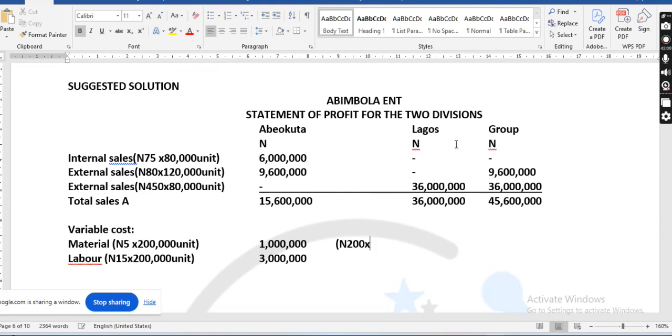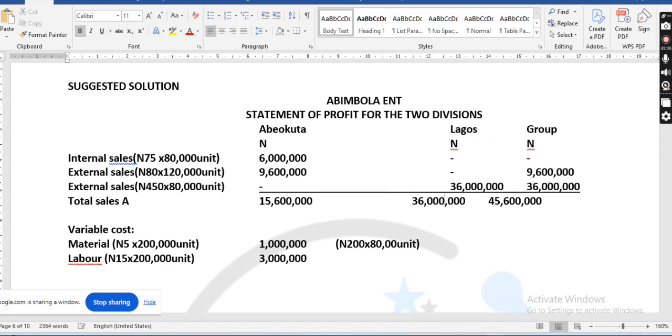200 times 80,000 units. So what do you have? Figure. 60 million. 15 million. 16 million. All right.